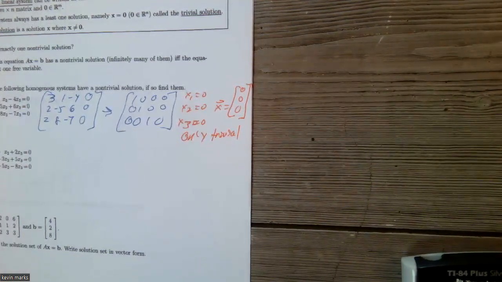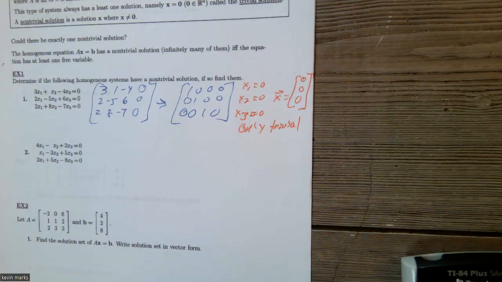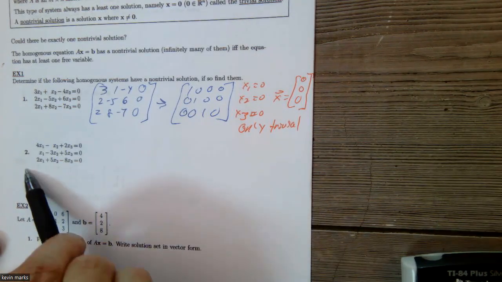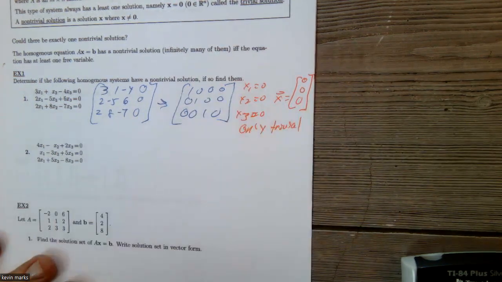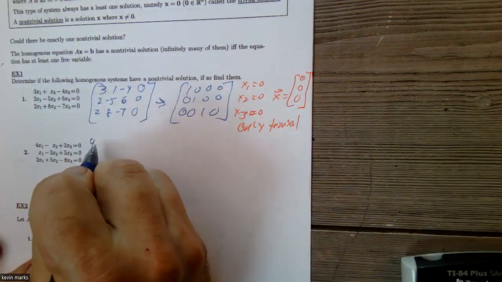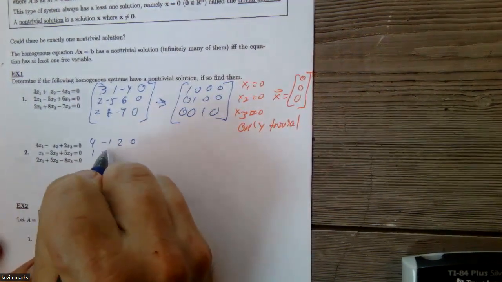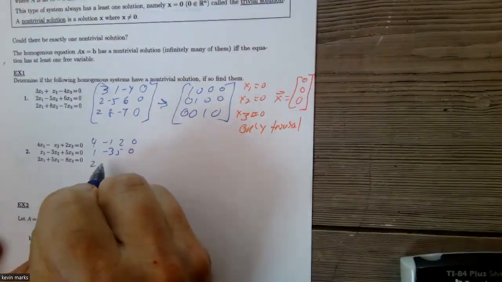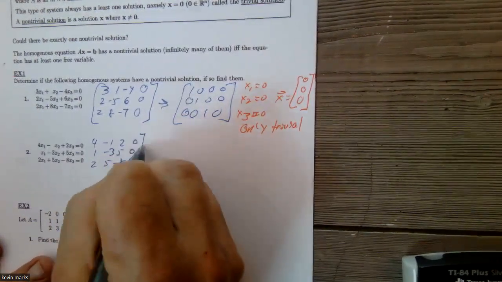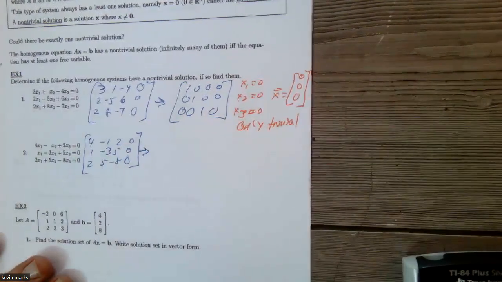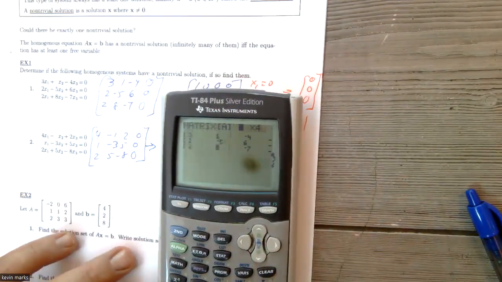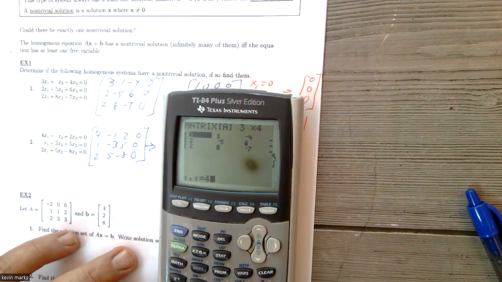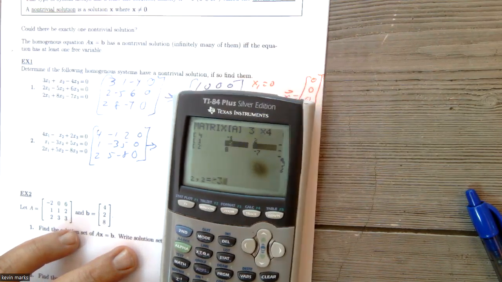Okay. There's some more stuff here, but let me talk about the next one and then we'll come back and put this together. Different system, but the point is it's still homogeneous. So do the same basic idea, but augment the matrix 4, -1, 2, 0, 1, -3, 5, 0, 2, 5, -8, 0. Okay. Do the same thing. Well, let's change my A now. Still a 3x4, but now it's 4, -1, 2, 0, 1, -3, 5, 0, 2, 5, -8, 0.